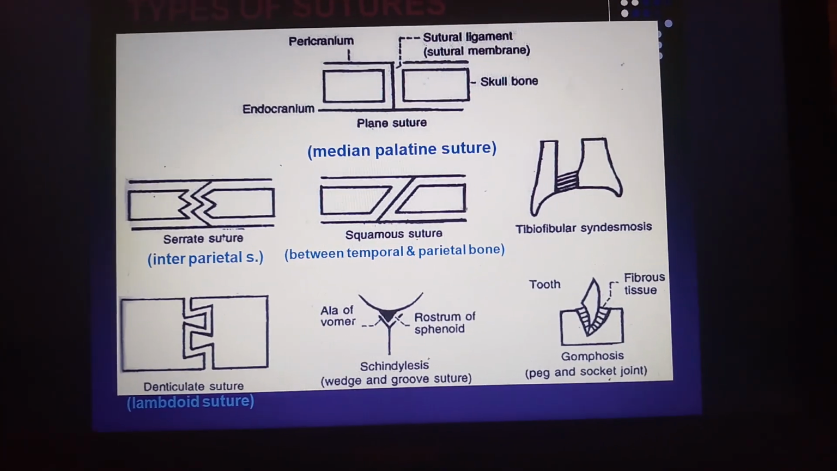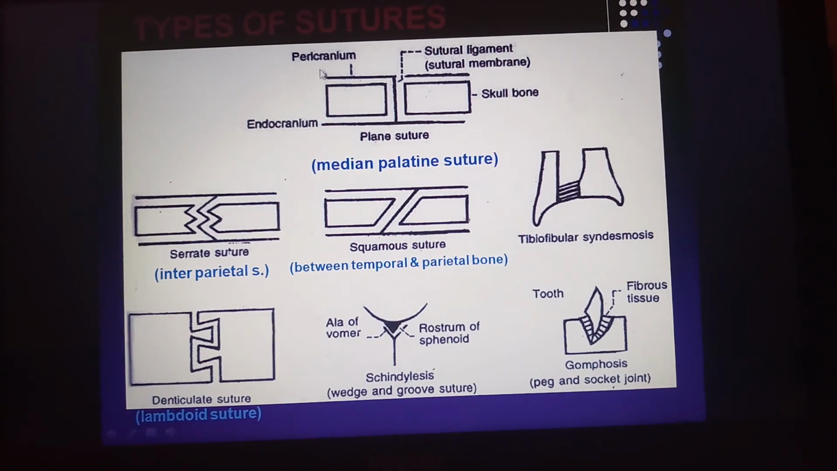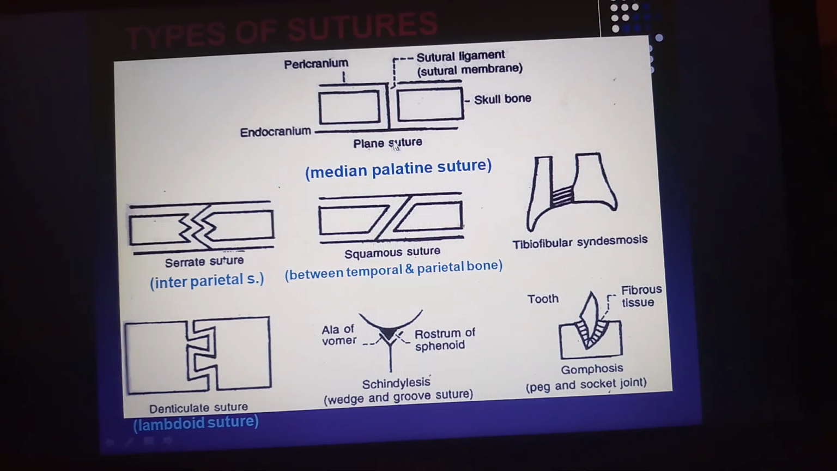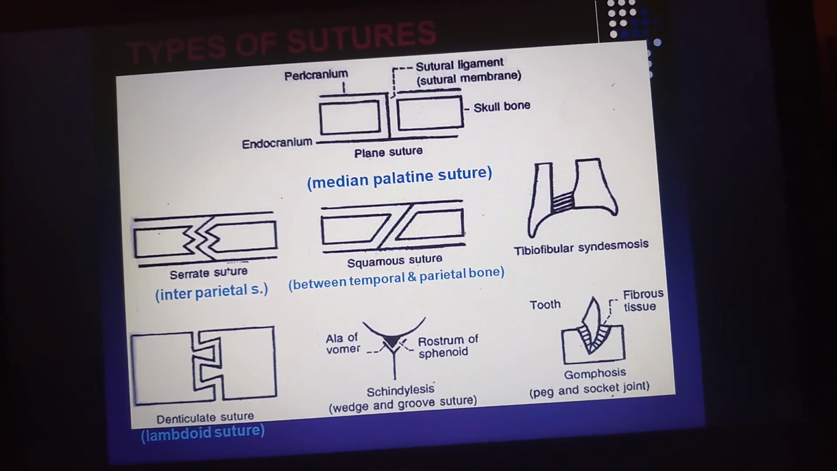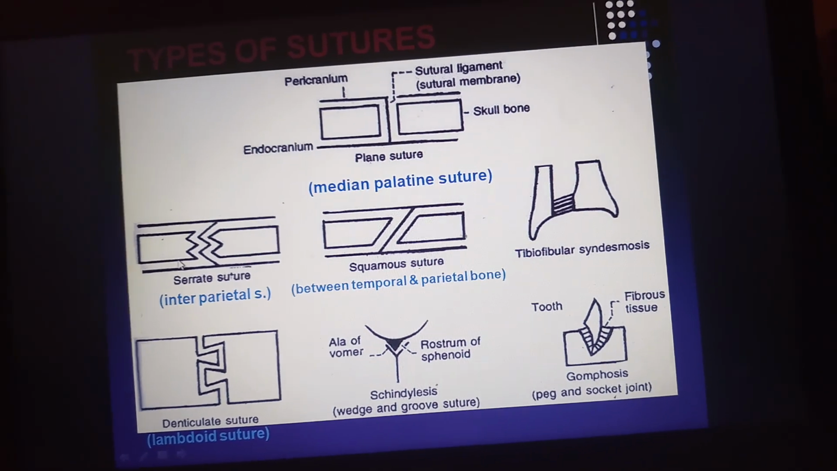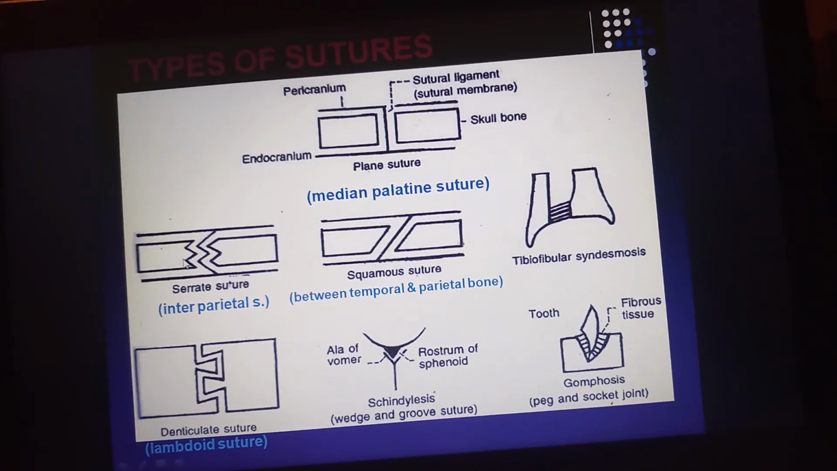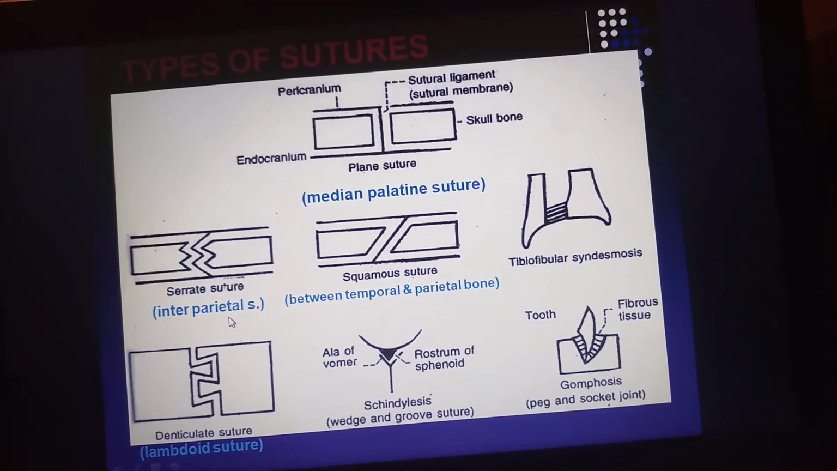This is the diagram which shows different types of sutures. You can see here the plain suture. Its example would be the median palatine suture. The second one is the serrate suture, and you can see the tooth-like projections. Its example is the interparietal suture.